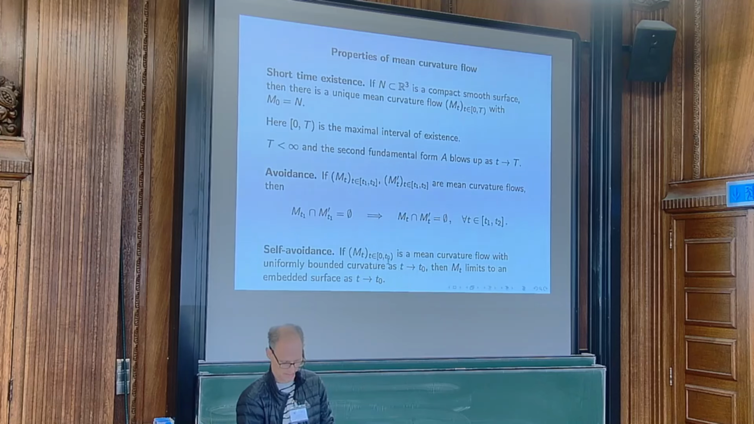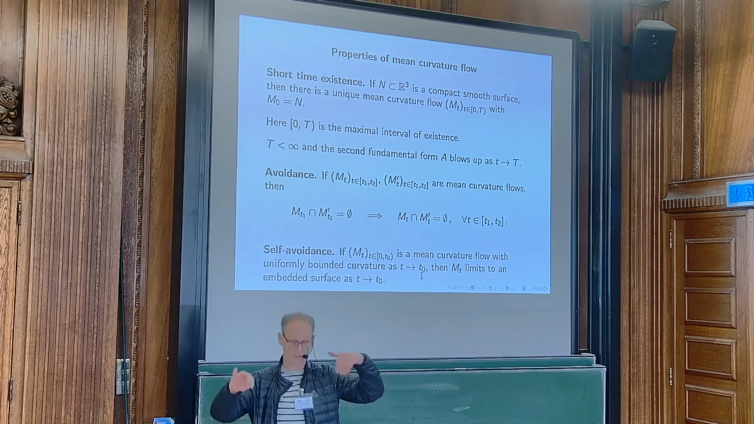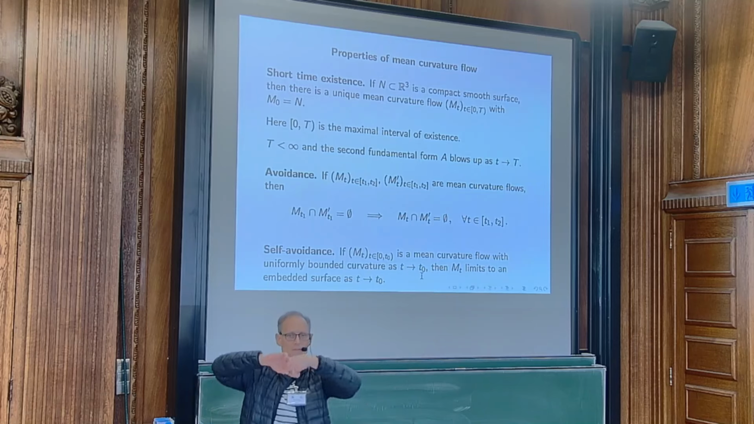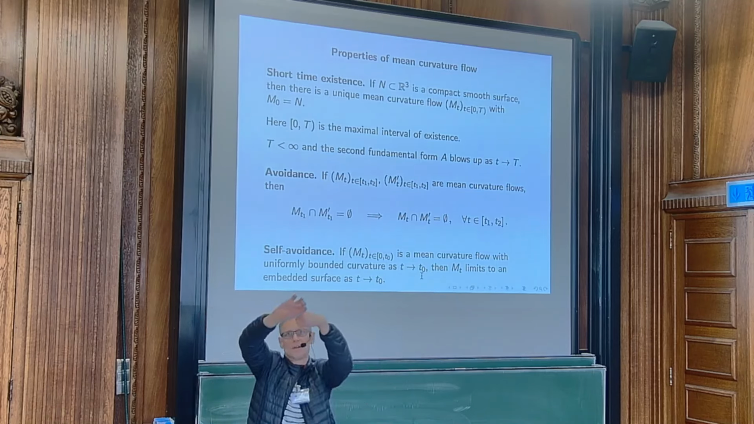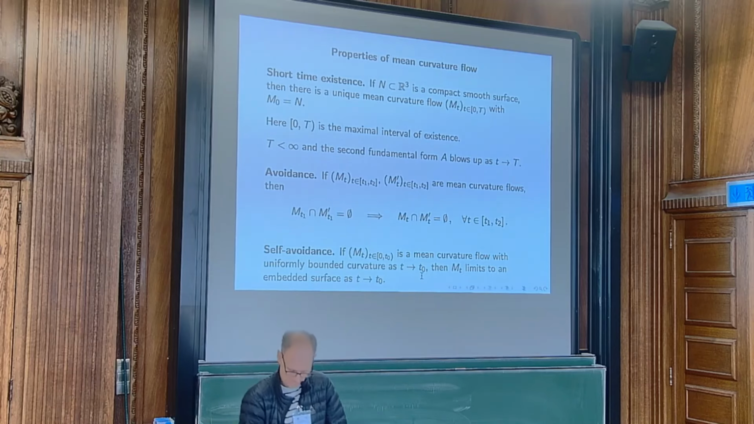So it's defined on a half-open interval from 0 up to T0. If the curvature remains bounded as you approach T0, then in fact this flow will limit to an embedded surface as you approach T0. So you can't have a situation where you have a smooth surface which then touches itself. This is also proved using the same kind of maximum principle argument, and in fact, this is embedded in this assertion here.